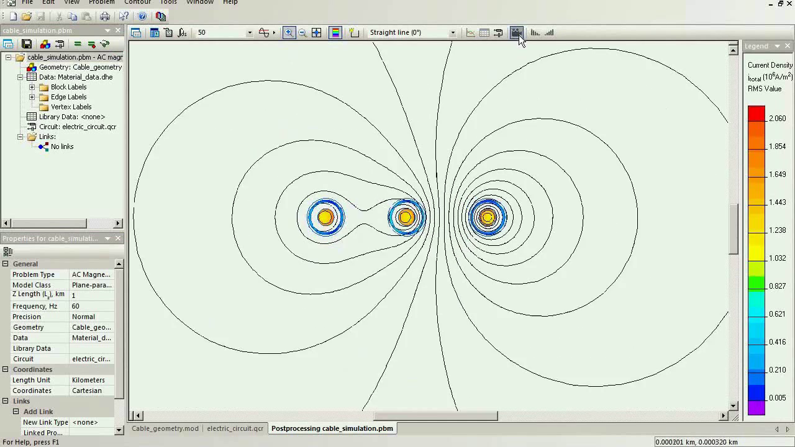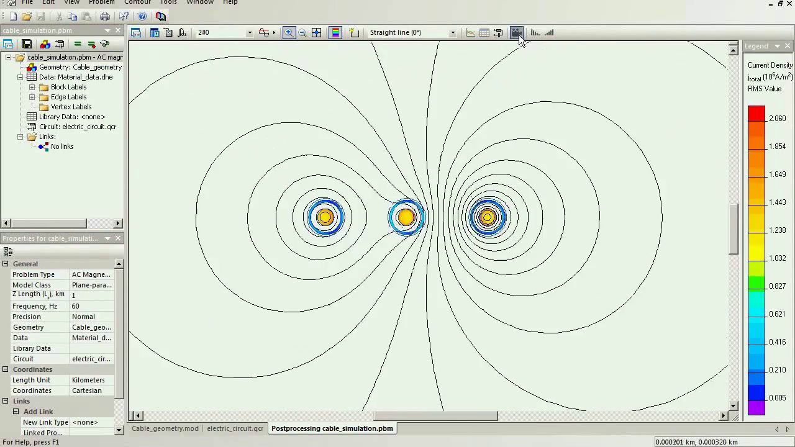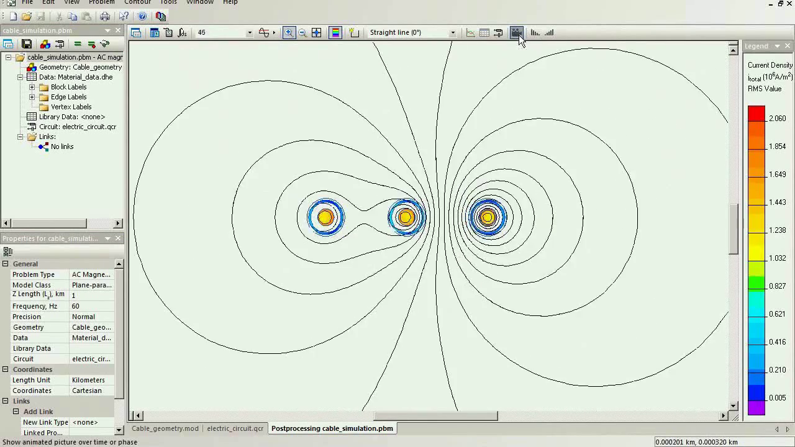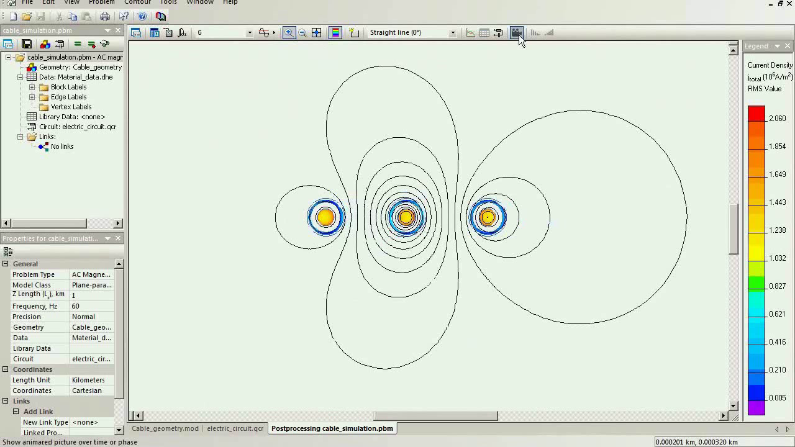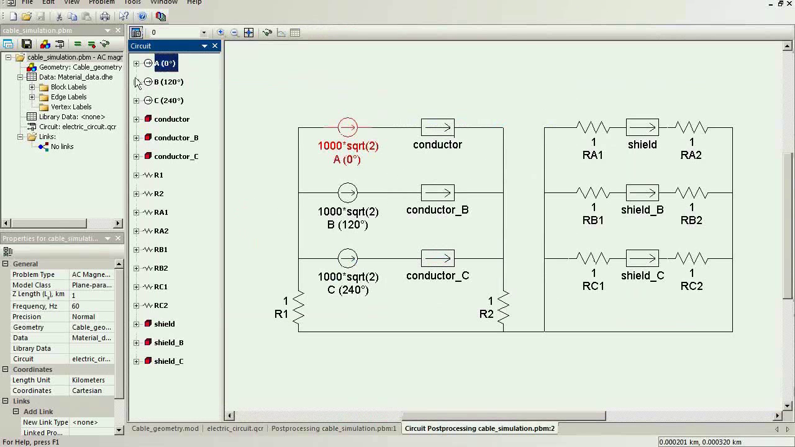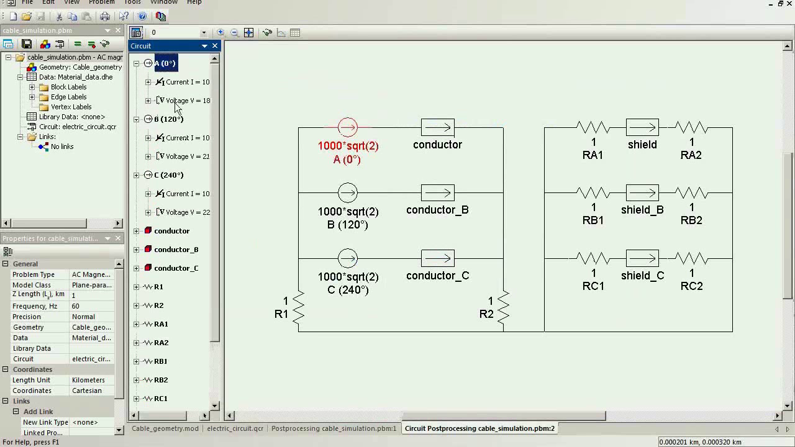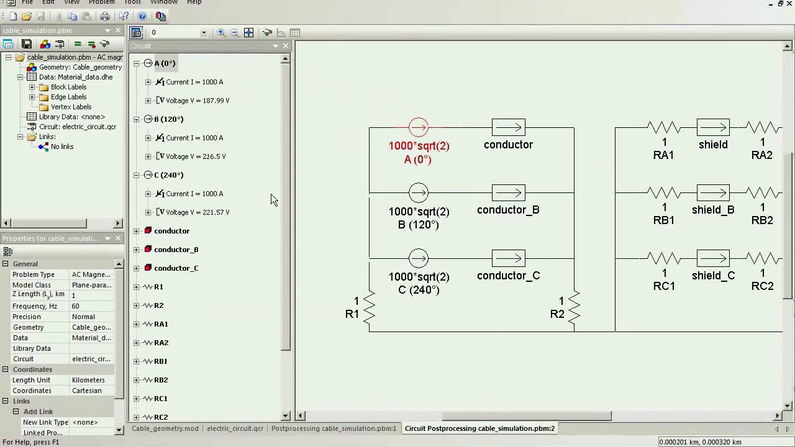Now let's take a look at the result. Here is the magnetic field produced by the three-phase cable system. And measuring the voltage drop, I can find the impedance of each cable. You can see from these results that the impedance of phases are different.